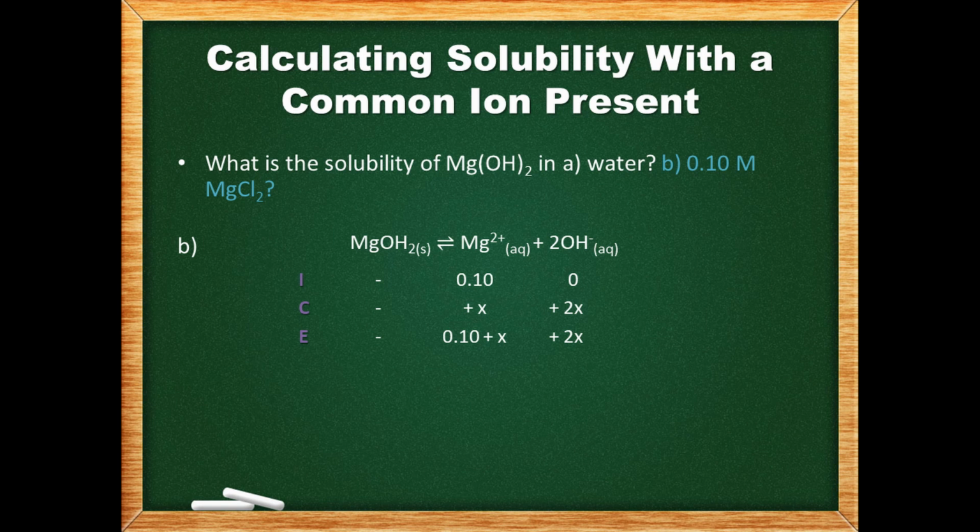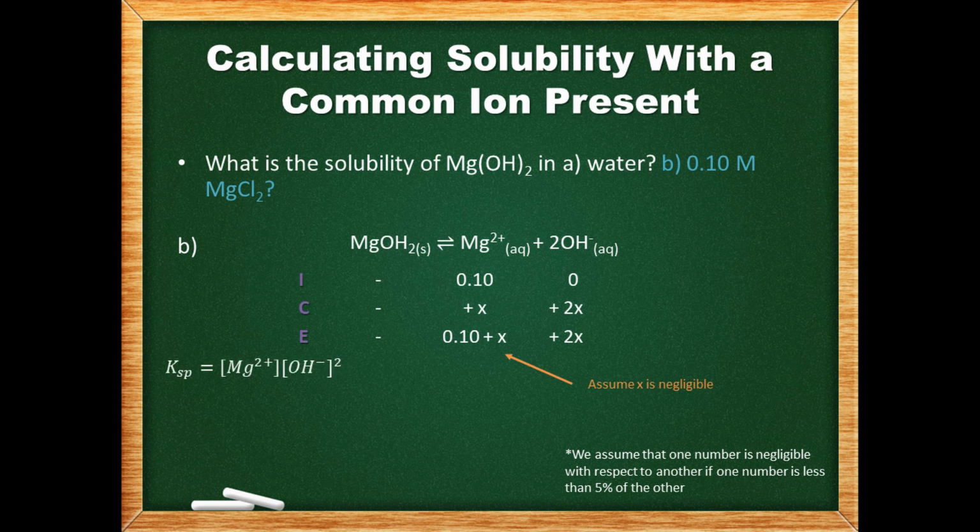The initial concentration of magnesium ions is 0.10 moles per liter, while the initial concentration of hydroxide ions is 0. The amount of magnesium hydroxide that dissolves will increase the magnesium and the hydroxide ions by x and 2x respectively. We assume that one number is negligible with respect to another if one number is less than 5% of the other. For now, let's assume that the amount of magnesium ions that dissolves from the magnesium hydroxide is very small compared to the amount of magnesium ions in solution from the magnesium chloride. We need to state our assumption that x is negligible.